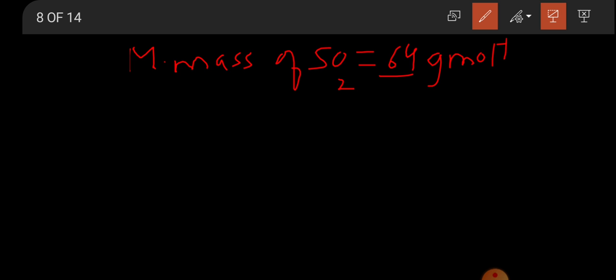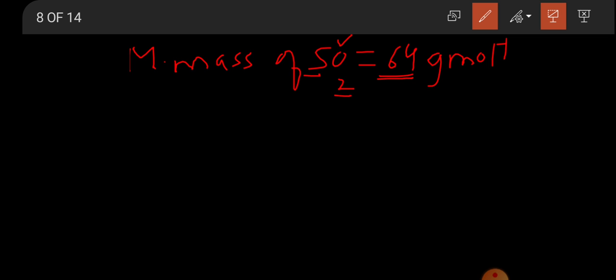How did you get the 64? The mass of sulfur is 32. The mass of one oxygen is 16. There are 2 oxygen atoms, so 16 multiplied by 2. When you add these numbers together, the answer will be 64 gram per mole.